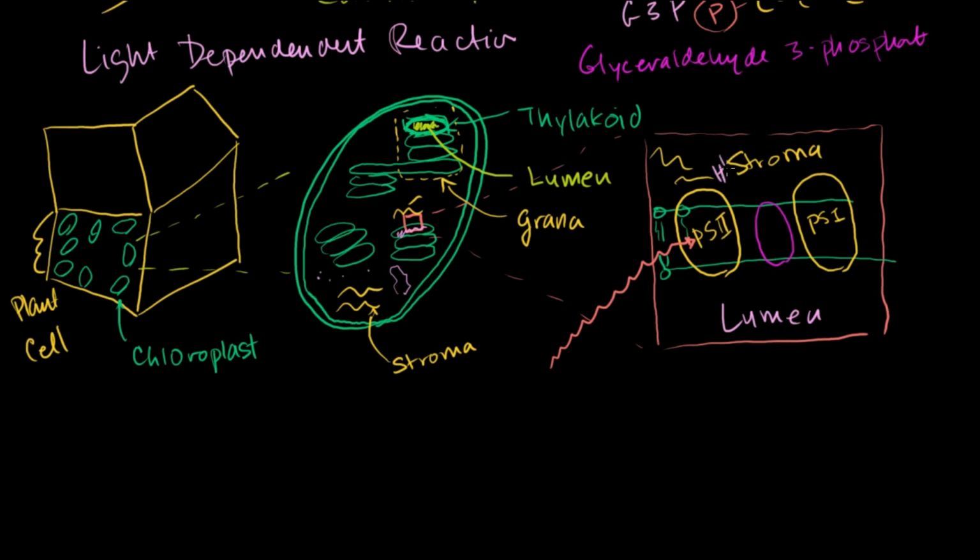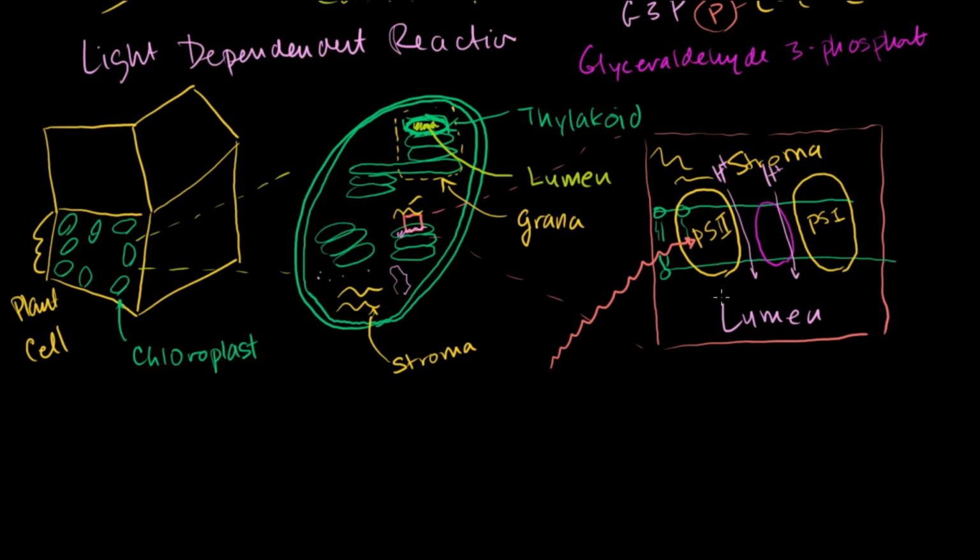So you have all of these hydrogen protons. Hydrogen protons get pumped into the lumen. You might remember this from the electron transport chain. In the electron transport chain, as electrons went from a high potential, a high energy state, to a low energy state, that energy was used to pump hydrogens through a membrane. In that case, it was in the mitochondria. Here, the membrane is the thylakoid membrane.